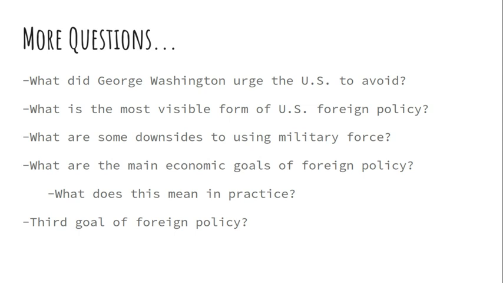Military force. If we're looking at the next question, what is the most visible form of U.S. foreign policy? It's military force.